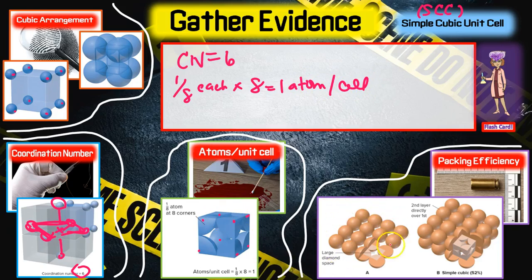And the fourth and final piece of evidence is the packing efficiency. So we know that crystal lattices are layered. That means that unit cells result from the way that atoms pack together.